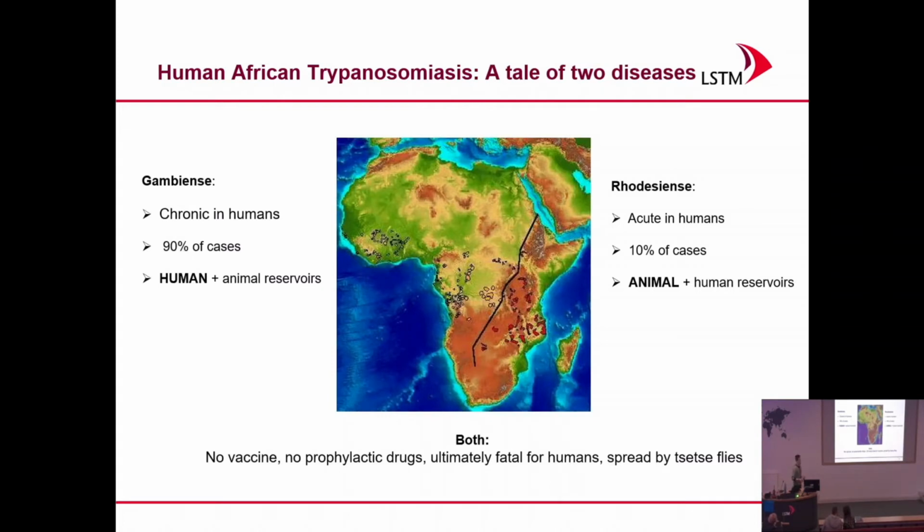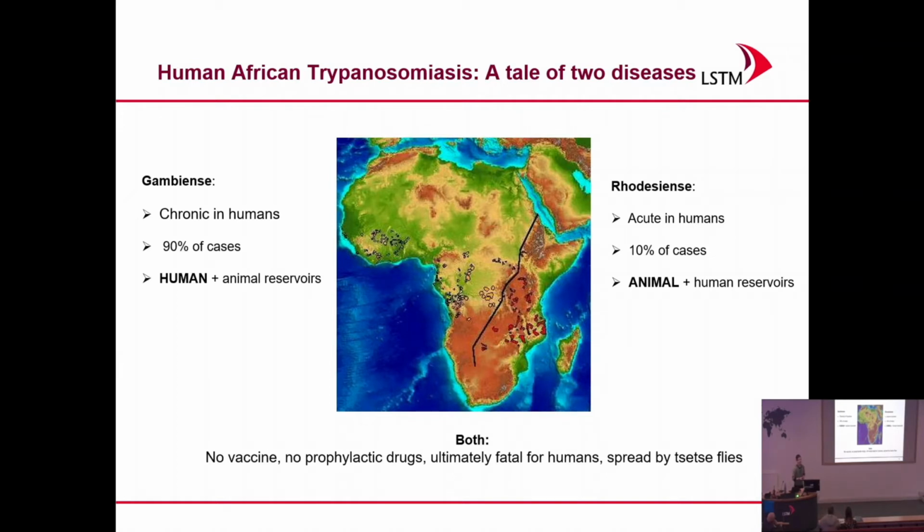And then for the human side of the disease, well, it's really a tale of two diseases, in fact. So we have two forms. We have the Gambiense form and the Rhodesiense form. Gambiense form is chronic in humans. It's found in the west central part of Africa to the west of this black line. It causes about 90% of all HAT cases in the world, and humans are the most affected by the disease, although there are some animal reservoirs as well.